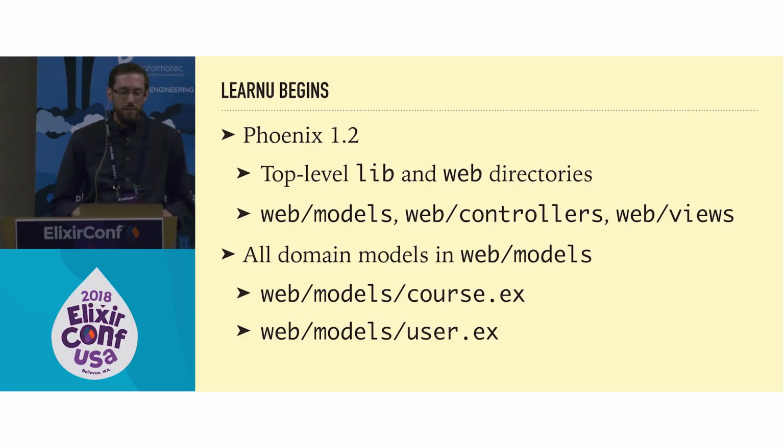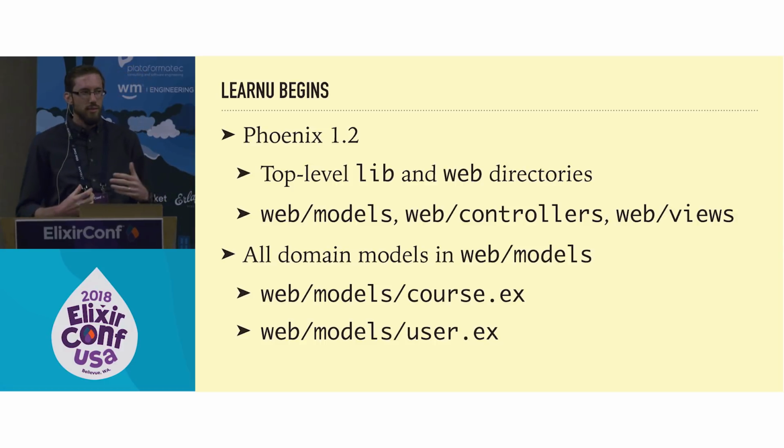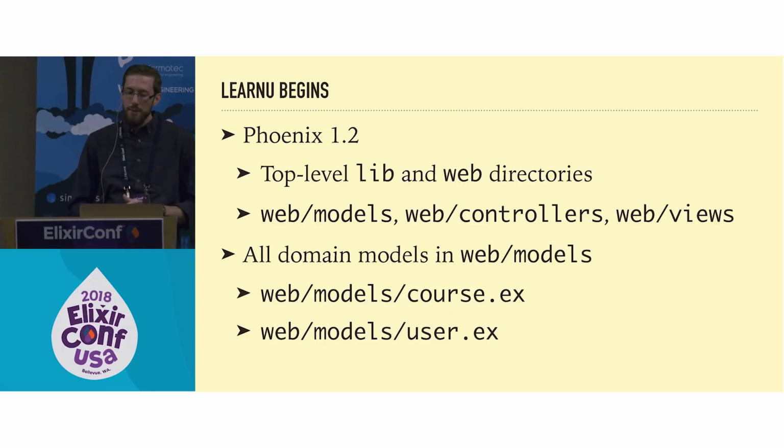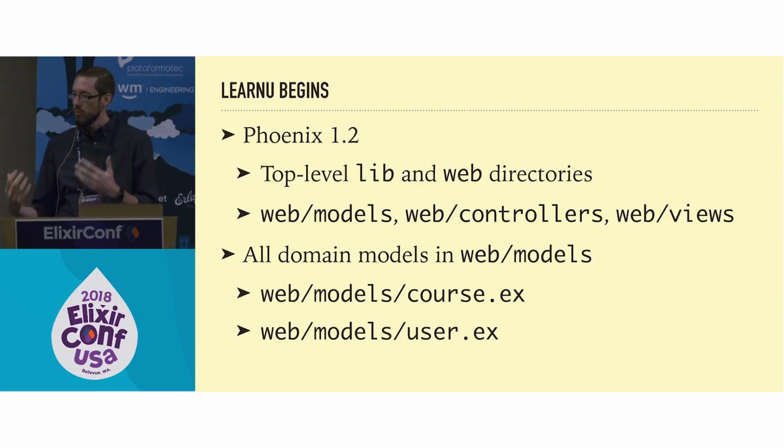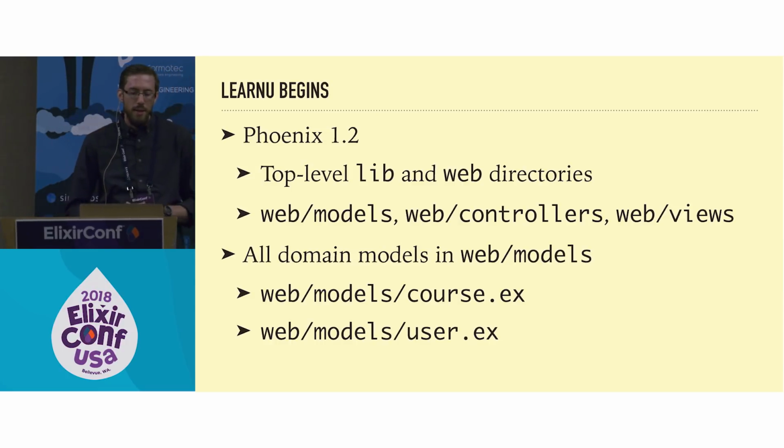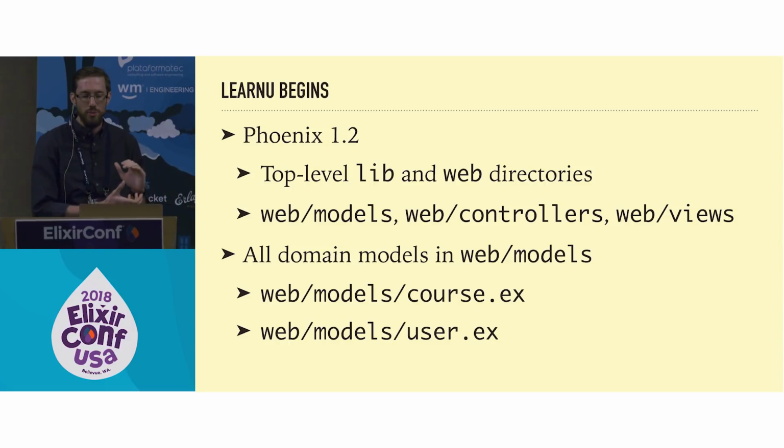Learn You began life as a Phoenix 1.2 application. For those in need of a quick history lesson, Phoenix 1.2 provided a top-level lib directory as well as a top-level web directory. I looked at the web directory the same way that I looked at Rails' app directory, since Phoenix laid the foundation of having web models, web controllers, web views, etc. I placed all of the domain models from my application into the web models directory.